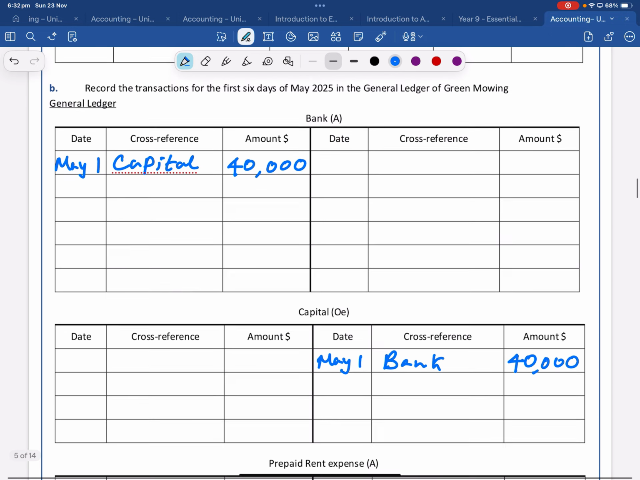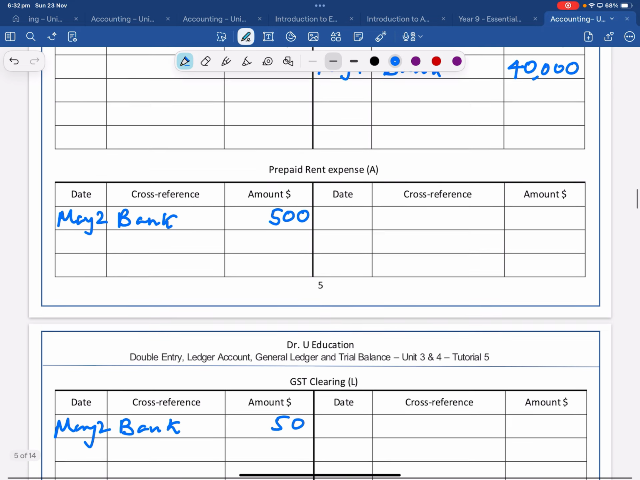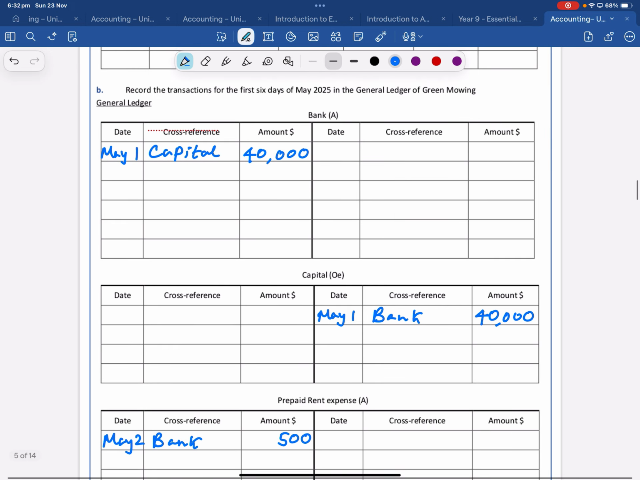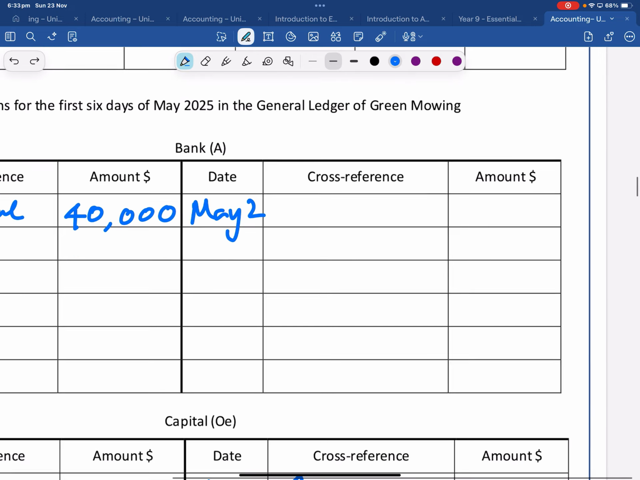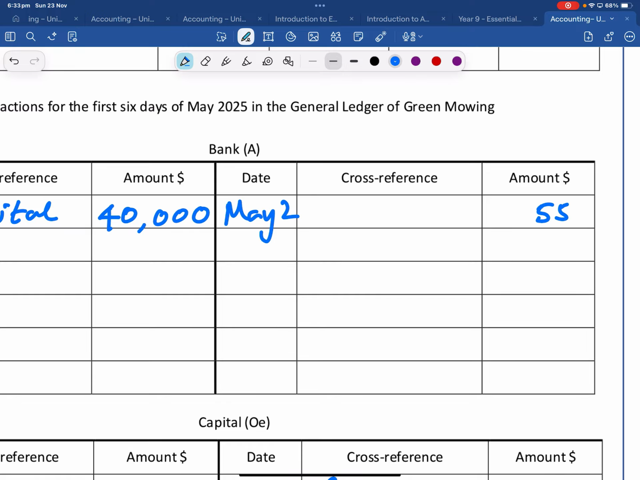Then we record on the credit side. Where is prepaid? Oh no, the bank. What will happen to the bank, guys? Credit. The date is May 2nd. How much? 550. Yes. What is the cross reference? GST clearing and prepaid rent expense. Yes, prepaid rent / GST clearing.